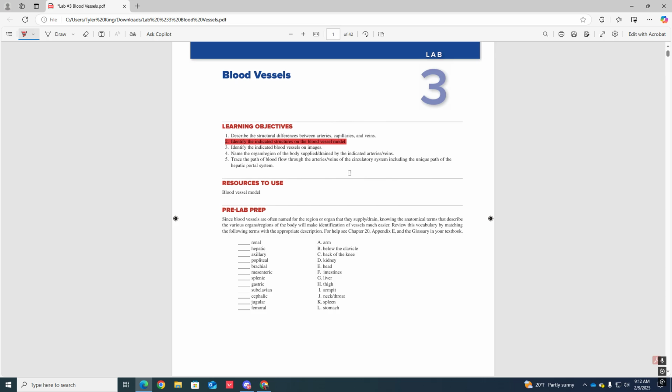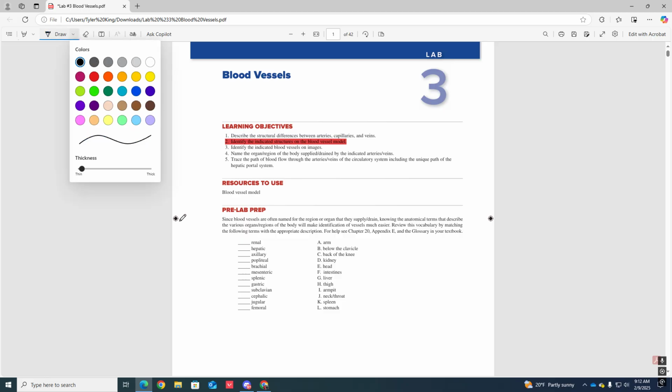First things first, we have our little pre-lab prep here, and this is kind of just a review. This is more of a medical terminology pre-lab prep. So anyone who's ever taken medical terminology, or who had a previous anatomy class and learned some of these terms, this should be a bit of a breeze. Otherwise, if you need help with this, see Chapter 20, Appendix E, or the glossary in your textbook. But let's go through these.